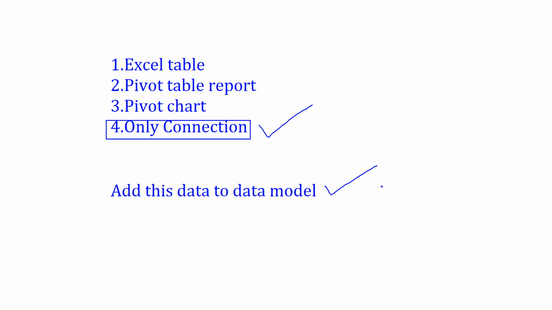If you are selecting Excel table, no problem. There will be an Excel table. If you are selecting pivot table, it will automatically create a pivot table. If you are creating a pivot chart, it will automatically create a pivot chart. So, connection only plus data model. Based on this, we are going to create a report. So you have to select this data model.